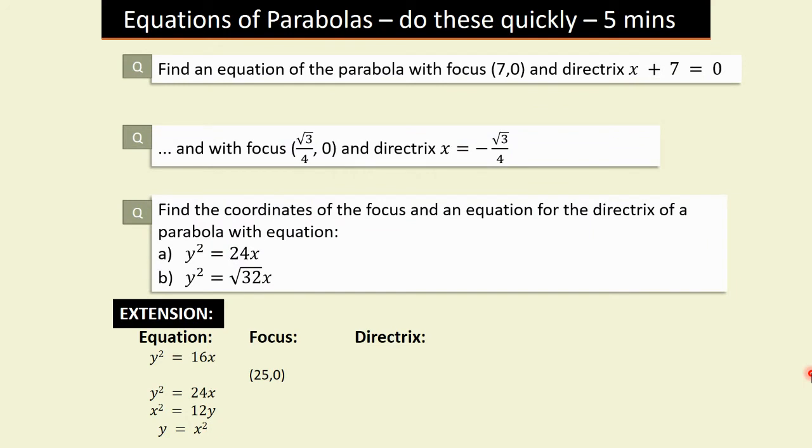All right, some more questions for you to think about. 5 minutes, I think. Pause the video, have a little bit of a look at these. For the first couple, we're trying to get the equation of the parabola. We're told where the focus is and where the directrix is. For the third question, you're told the equation of the parabola. Can you get where the focus and the directrix would be? And if you think you want to have a go at a few more, there's a couple of questions, an extension at the bottom that you can have a think about. See if you can do those ones too. So pause the video. Come back when you've had a look at those.